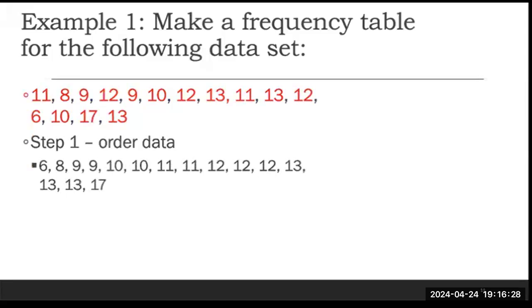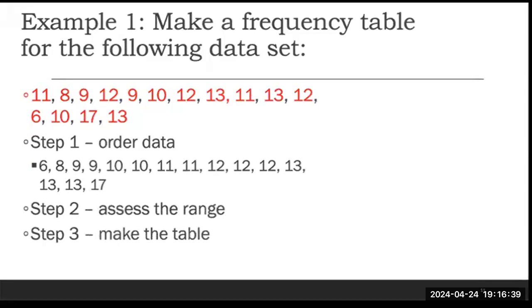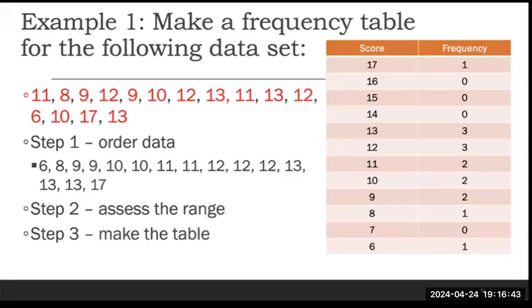Once you order the data, you get a sense, first of all, of the range. The range is simply the highest score and the lowest score in your data set. Once you know the range, you can make the table. This is what a frequency table looks like. Once you've ordered it, you know that the lowest score is 6 and the highest score is 17. So you put every number between 6 and 17 in your table, and then on the right side, simply indicate the frequency.